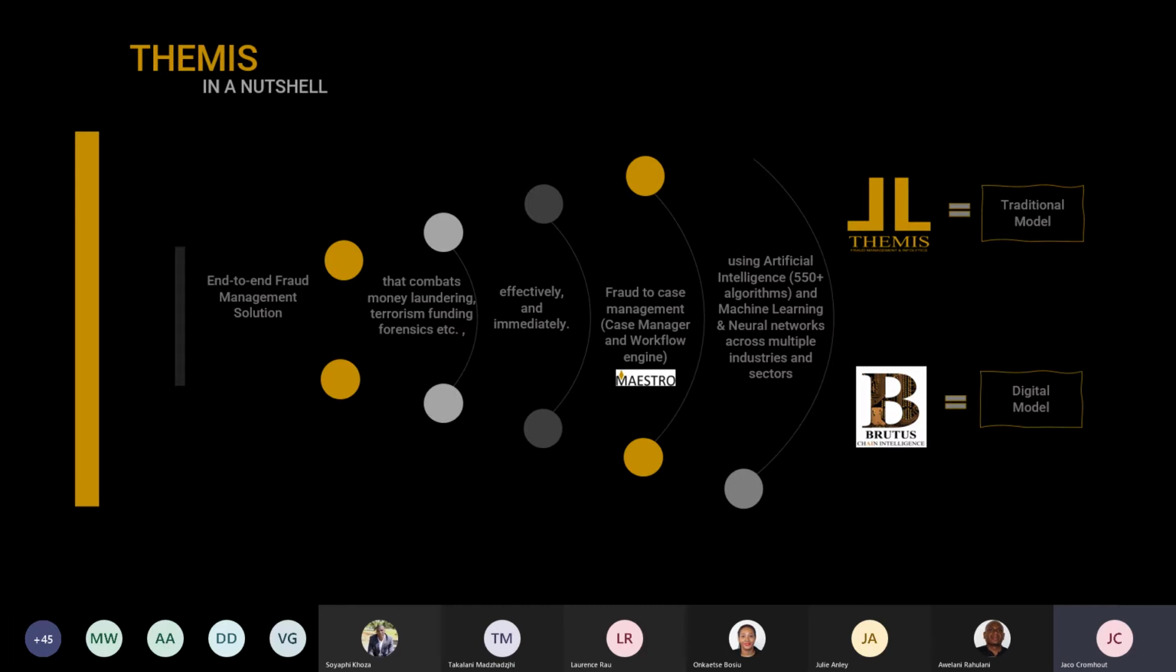As a spawn of Themis, we've created another project and solution called Brutus, and this focuses on the crypto and digital aspects of fraud. So this includes your travel rule, KYC, AML, specifically for your exchanges and everybody dealing with crypto.